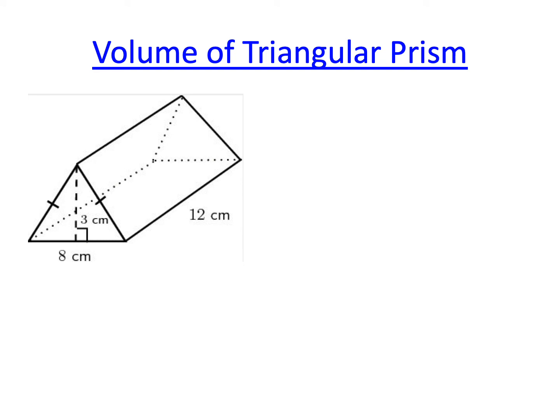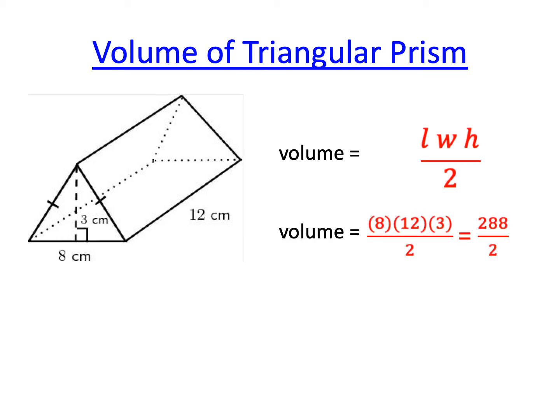Here's another example of the volume of a triangular prism. Again, the formula length times width times height divided by 2. We substitute the values: 8 times 12 times 3 divided by 2. Multiply the top first, we get 288 divided by 2, and that means the volume is 144 centimeters cubed. 3 dimensions, cube the units.